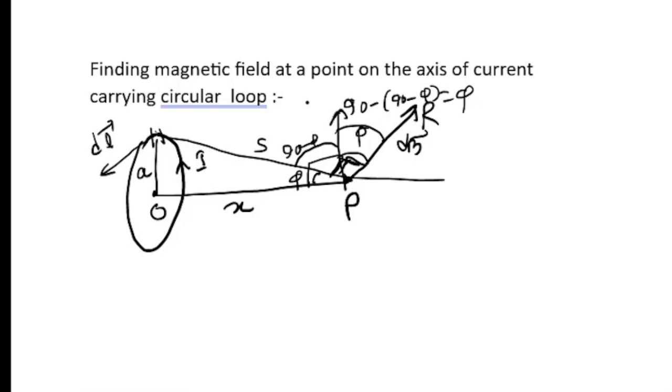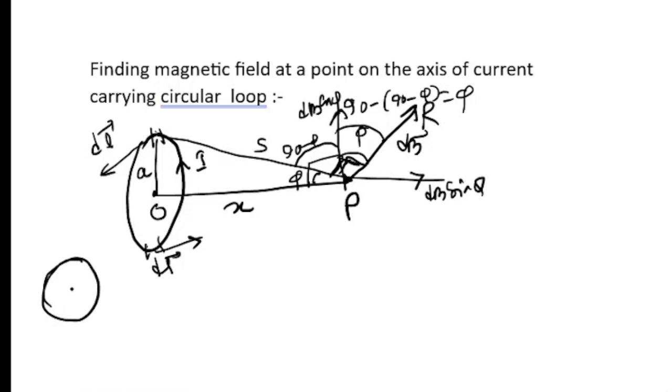Now dB will divide into two components. One will be in the vertically upward direction, which will be dB cos phi, and along the positive axis it will be dB sin phi. We need to take another small current element from the lower portion of this loop. Say it is also dl. The dl is cut from the lower portion and its direction is into the plane of the paper. Actually this is a 3D circle. Whenever you see it from the side, the circle looks like this, and this one is the center.